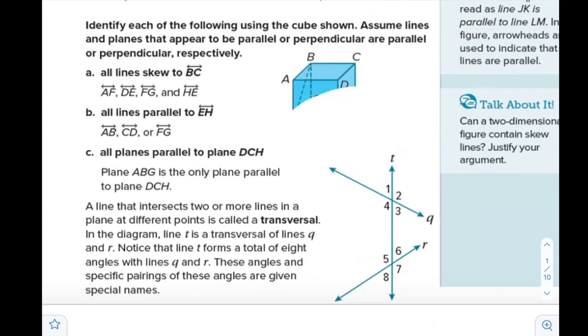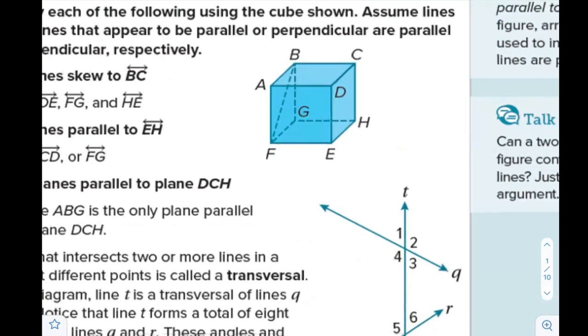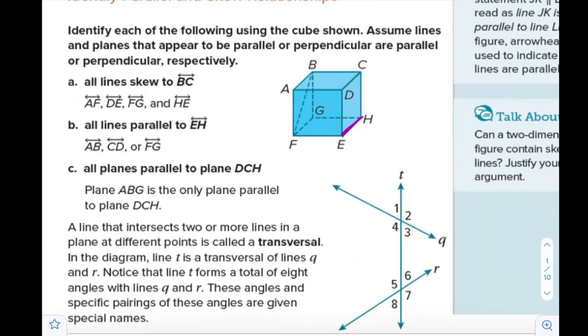Now, easier than the skew lines are parallel lines. What are lines parallel to EH? Where's EH? This is EH. So you have to find out, لازم ندور على line not intersecting, لا يتقاطع مع HE وبنفس الوقت في نفس المستوى. اللي كان skew lines اللي هي المتخالفة في مستويات مختلفة. Now EH here is parallel to CD. It is also parallel to FG في نفس المستوى هذا. And it is also parallel to AB.